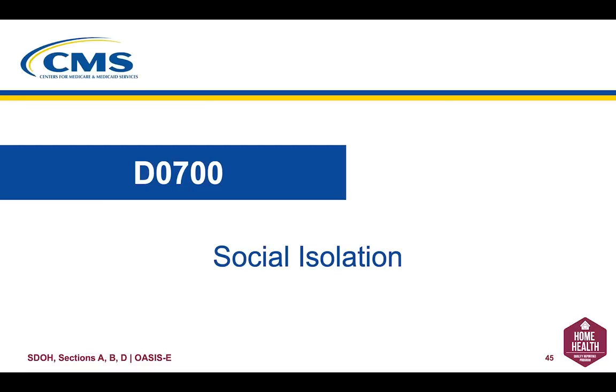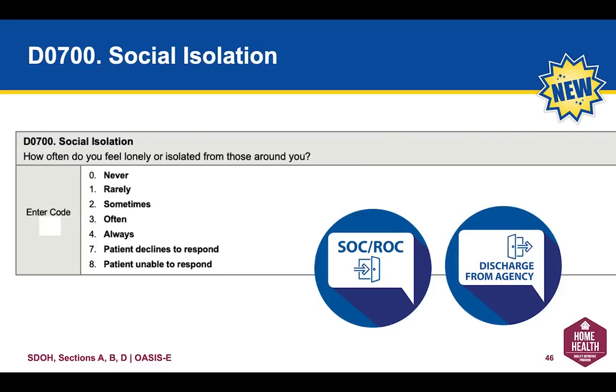And here's the final SDOH data element that we will review, D0700, social isolation. Here's a snapshot of the social isolation data element, which is also completed as close to SOC, ROC, and discharge as possible. This data element appears in the OASIS on page 8 of the SOC, page 6 of the ROC, and page 7 of the discharge from agency OASIS-E instruments.